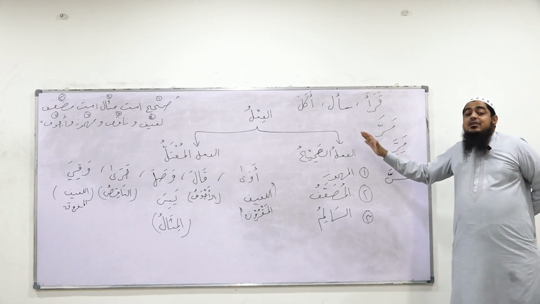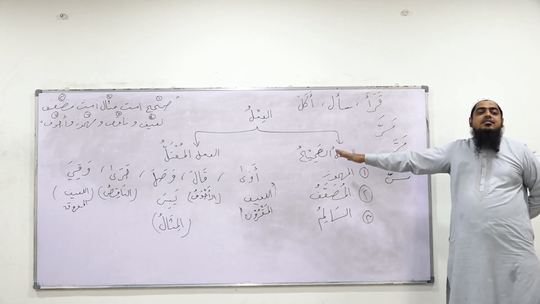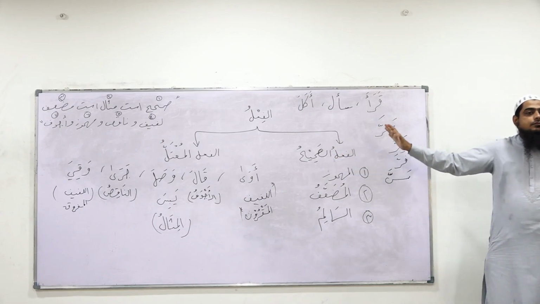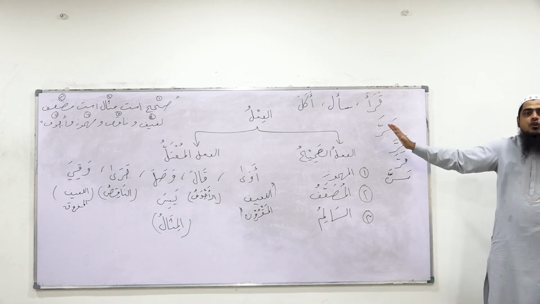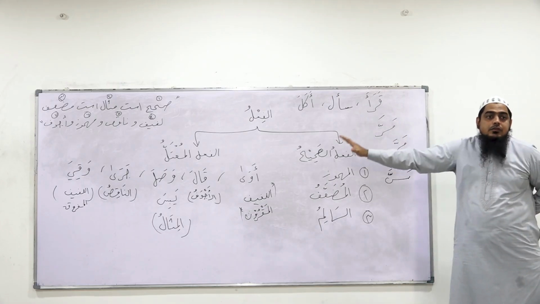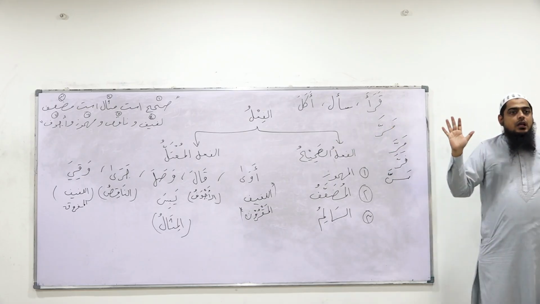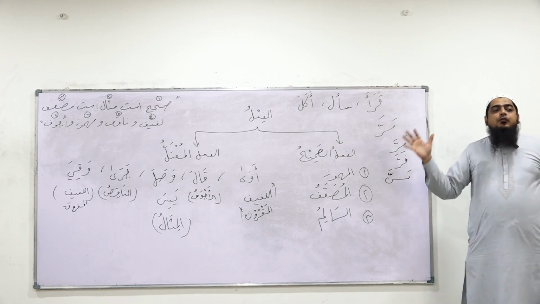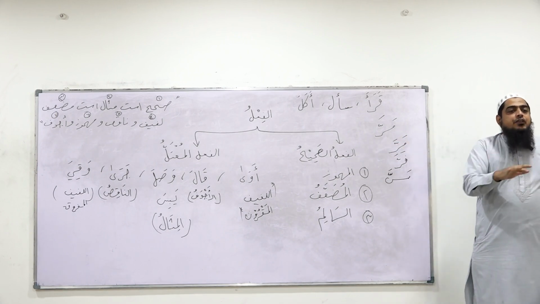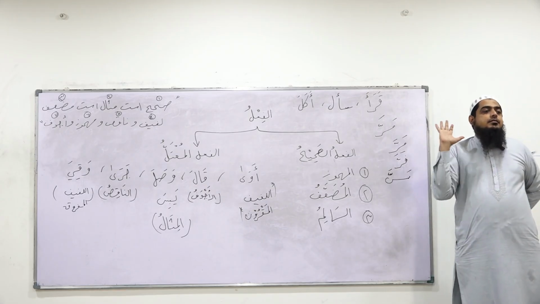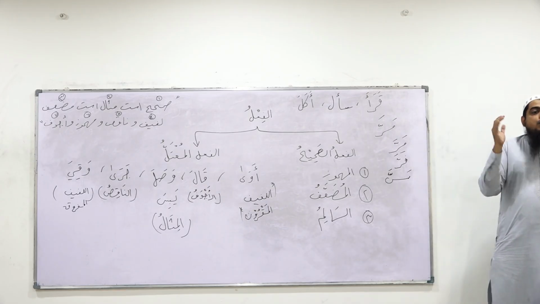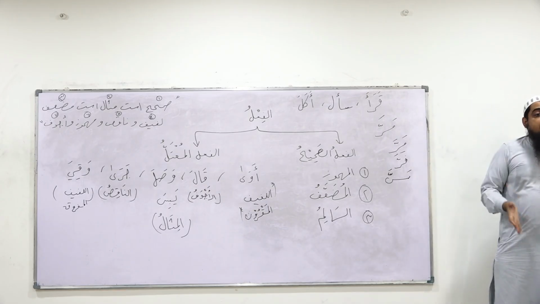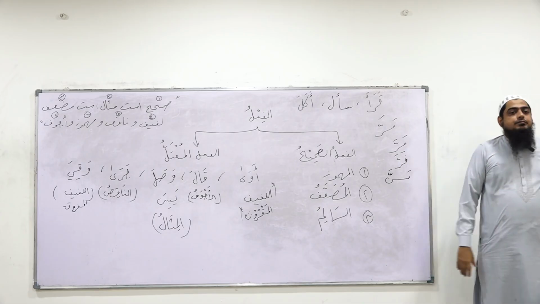So these classifications, these varieties, depend on what? This classification depends on huruf al-illah. Whether there is huruf al-illah or not. If it is there, what are the varieties? If it is not, then what are the varieties? Why do you learn huruf al-illah? That's very important. That will create huge things. Okay.